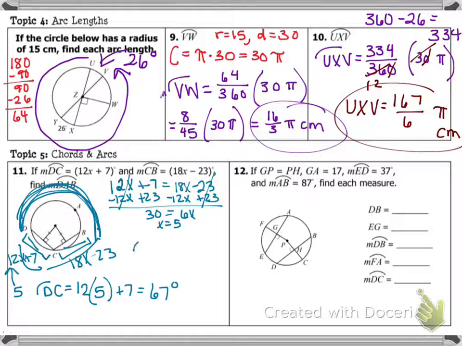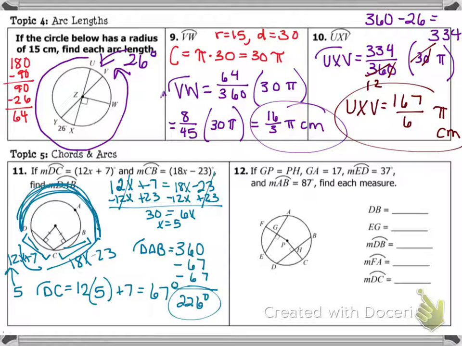So my arc DAB is whatever the entire circle is without 67 twice. 360 minus 67 minus 67 is 226 degrees. And that's my answer.